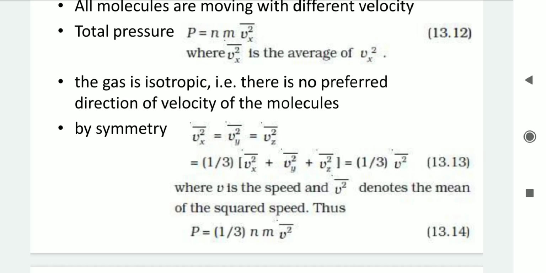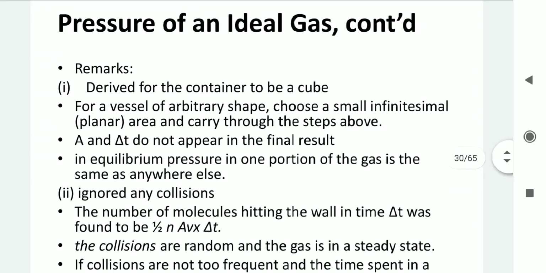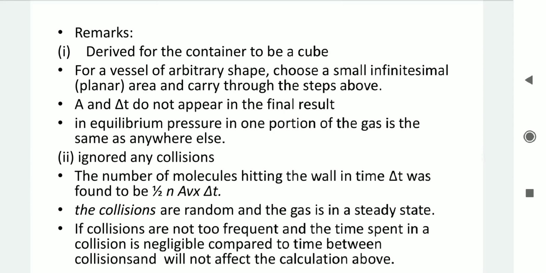Now, from the whole process and derivation, we can summarize two points. First, we have derived the pressure equation for a cube-shaped container. If we take a vessel of arbitrary shape, we need to choose some smaller area, carry out these whole steps, and determine its area and delta t. We can determine the total pressure by integrating all the individual pressure amounts over small areas. By doing so, the area and delta t will not be reflected in the final result, same as for a single molecule in a cube shape. So in the equilibrium state, the pressure in one portion of the gas will remain the same everywhere in the remaining portions also.